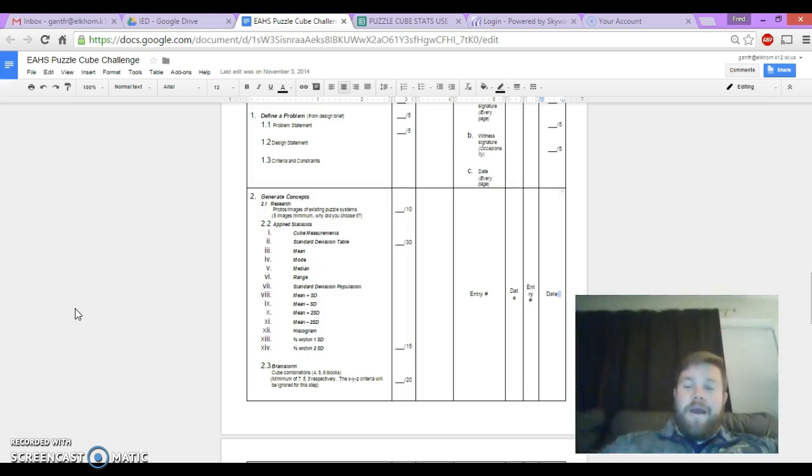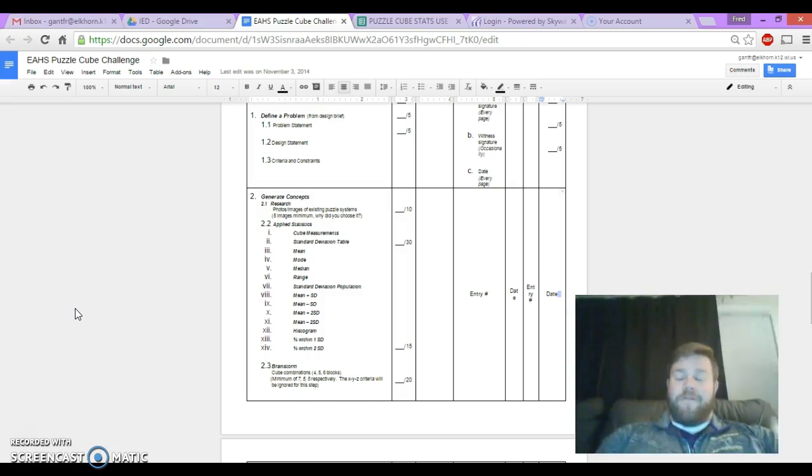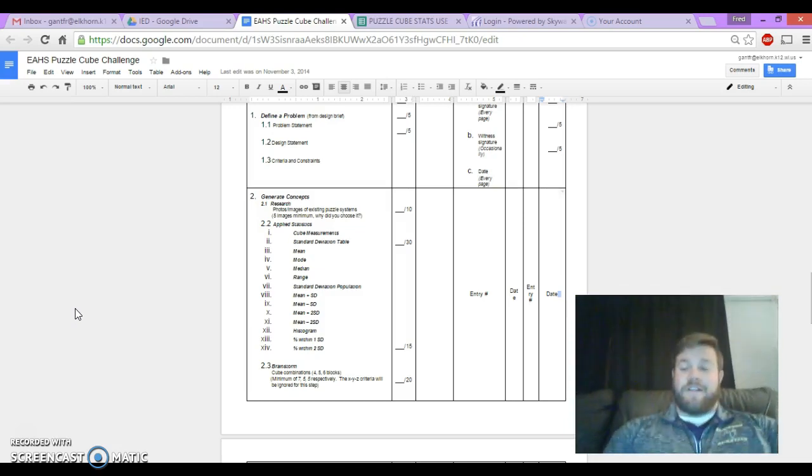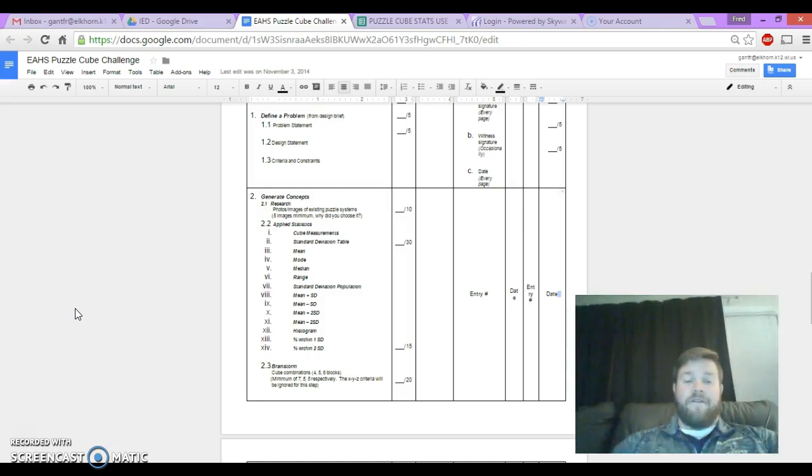So anyway, I wanted to walk you through a couple of ideas here for the statistics portion that we're supposed to do for the puzzle cube. This is actually a really big idea that you do see a lot of test questions on. It gets us familiar with some statistics: standard deviation, mean, median, mode, range.